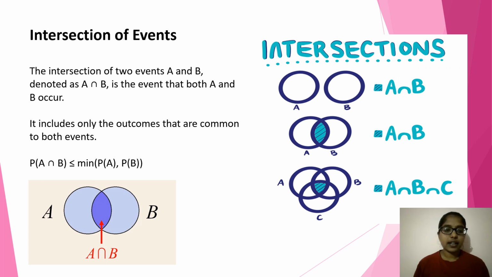Intersection of events. The intersection of two events A and B, denoted as A intersection B, is the event that both A and B occur. It includes only the outcomes that are common to both events. P of A intersection B is less than or equal to the minimum of P of A, P of B.